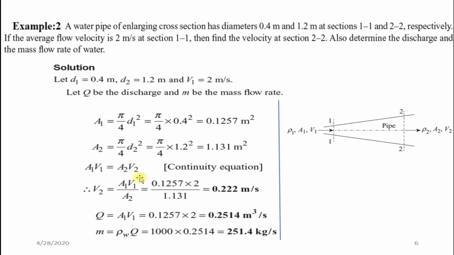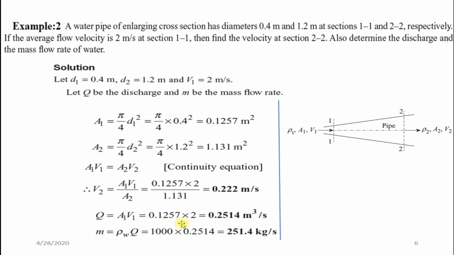While substituting parameters, you have to be careful about SI units. If it is given in terms of millimeter or centimeter, first you need to convert into meter. All the parameters should be in meter. Velocity should be meter per second. If discharge is given, then discharge should be in meter cube per second. If mass flow rate is given in the problem, mass flow rate should be in kg per second.